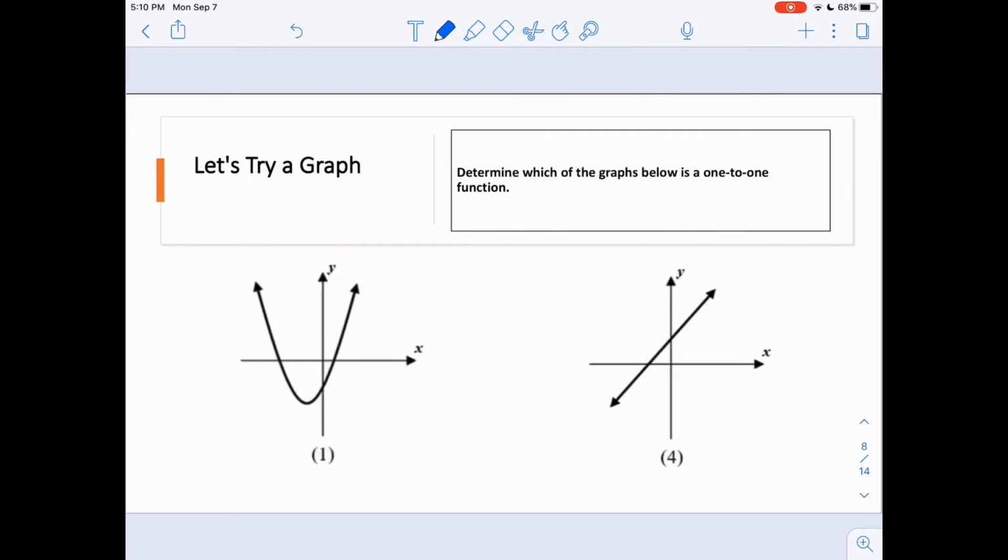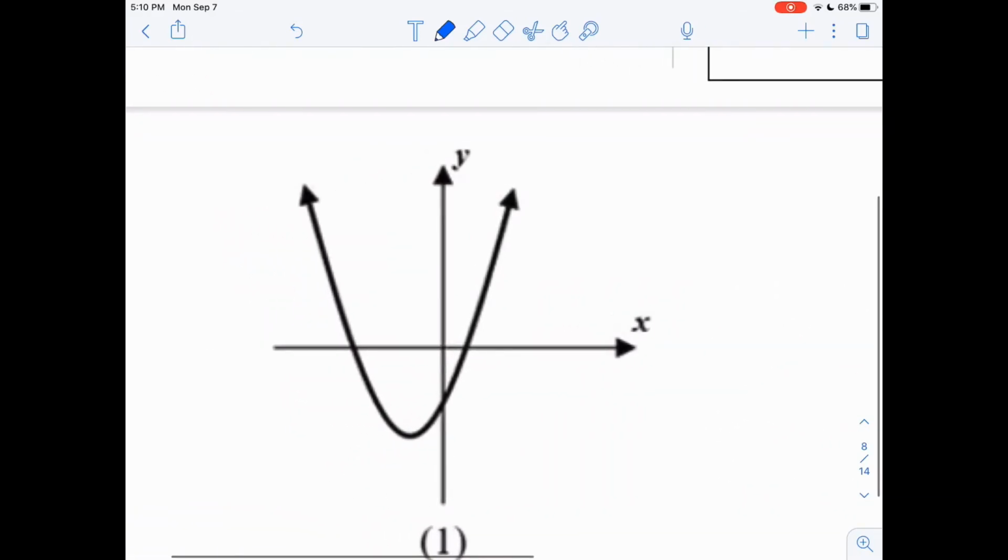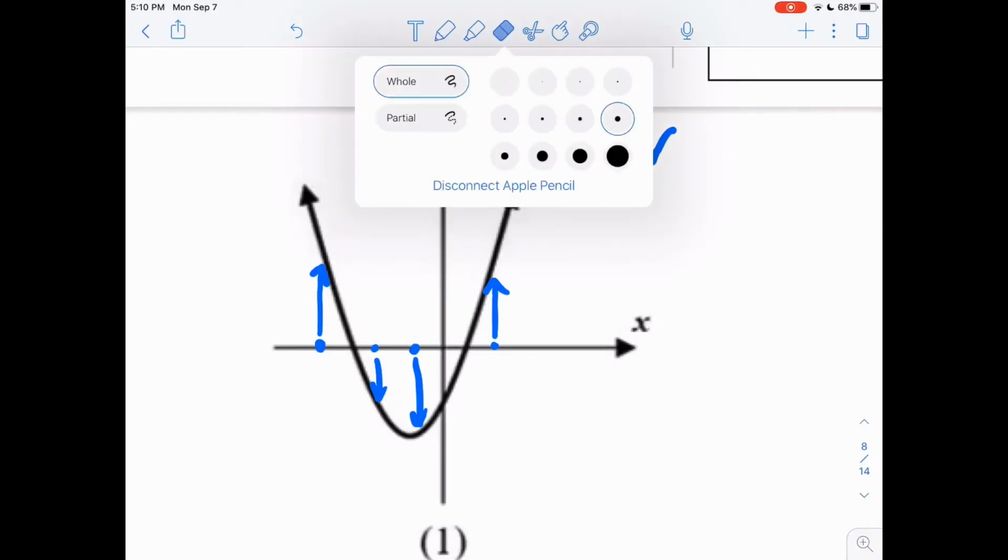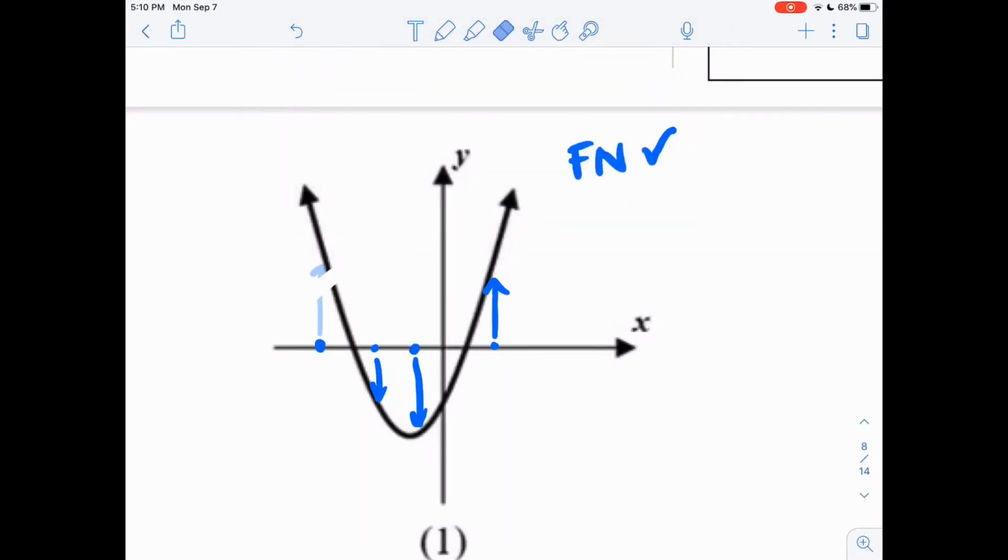Now let's look at a graph. I'm going to determine which of these is a 1 to 1 function. So take a look at the first one. Let me check if it's a function. Yep, so far each x only has one y, so this one is a function. Now I'm going to see if it's 1 to 1, meaning no y's repeat.